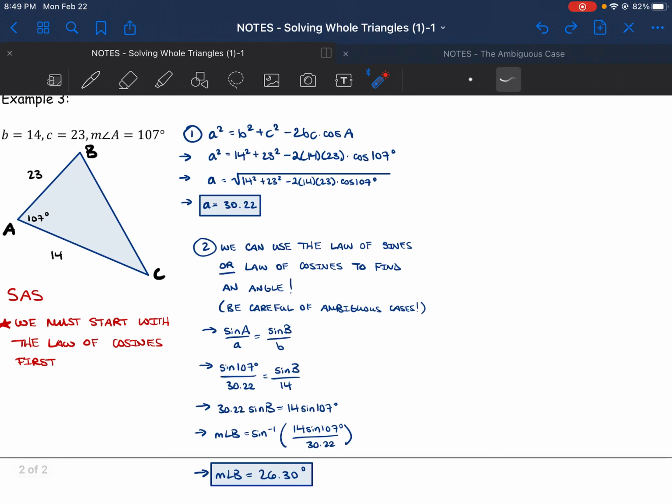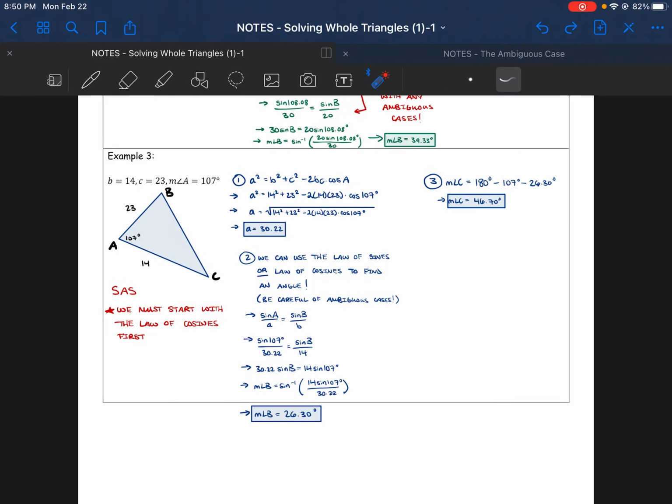Lastly, we have two of our angles now. Third angle is always the easiest to find. We take 180 degrees, subtract the two angles that we know, and we get that the measure of angle C is 46.7 degrees. So that's how we can use law of sines and law of cosines in the same problem.